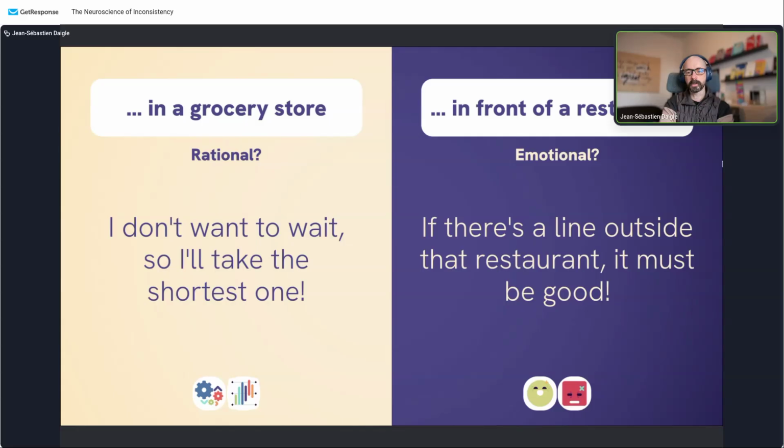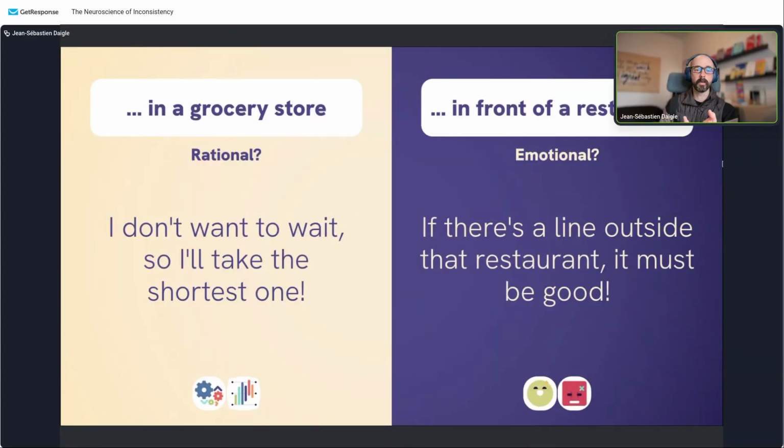But now imagine you're actually in a beautiful city, let's say Toronto, and there's a restaurant and there's a big line. Then you say, oh, there's a big line. That restaurant must be good. So you go and you join the line and you're happy with the queue, because you're expecting something. So it's kind of in both contexts the same problem or advantage.